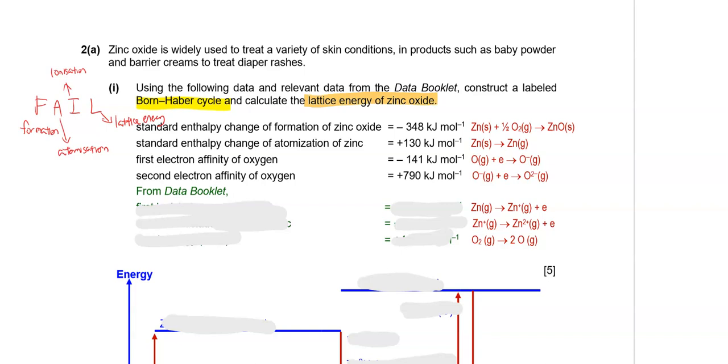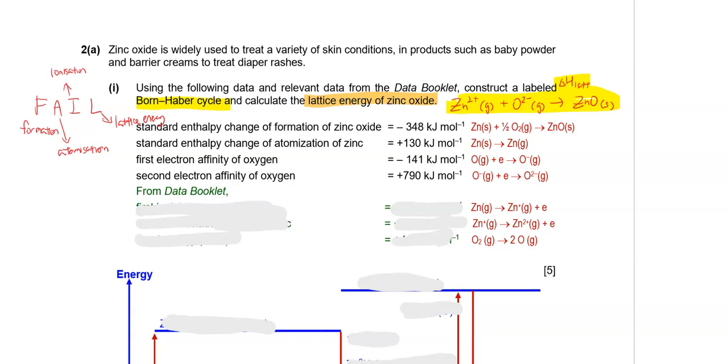So quick recap of the aim equation. The aim equation will involve Zn2+ gas plus O2- gas to form ZnO solid, and that's your delta H lattice. Okay, so that is our aim equation. So you're given a number of enthalpy changes. It's important that you write down equations, right?